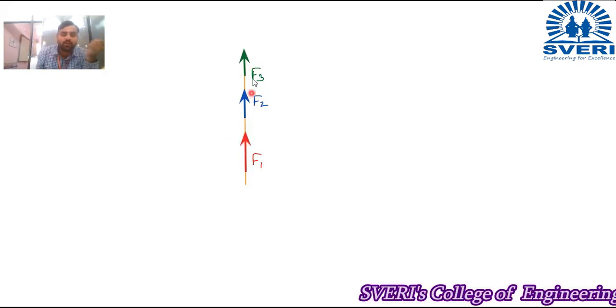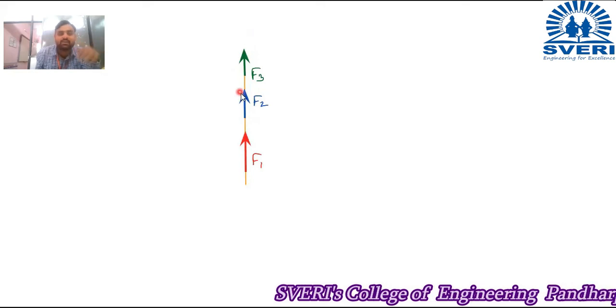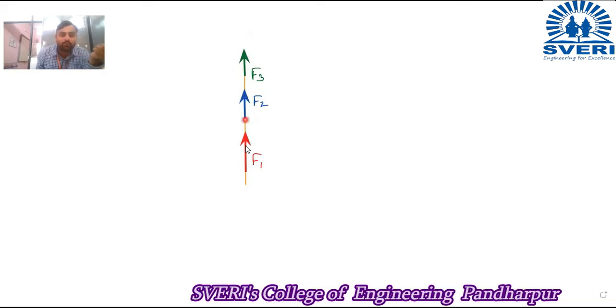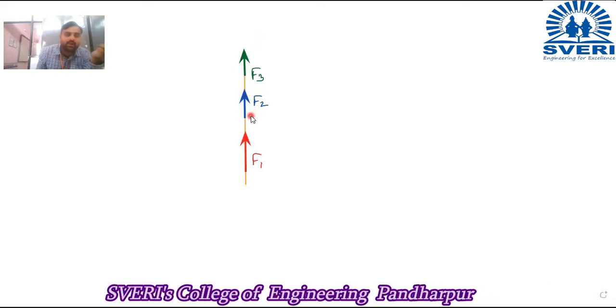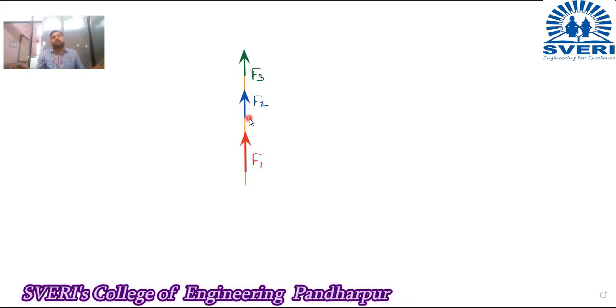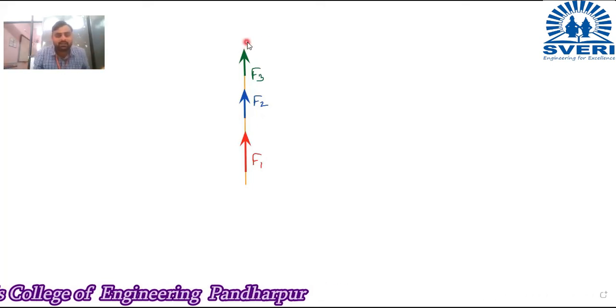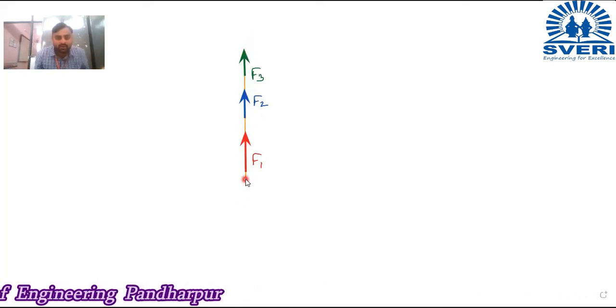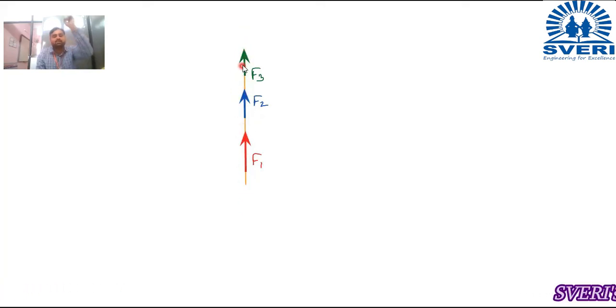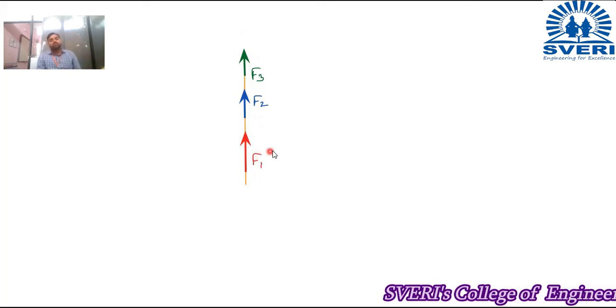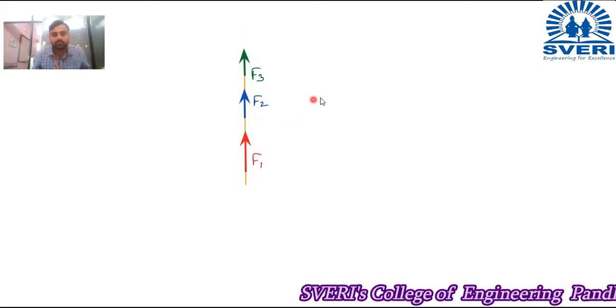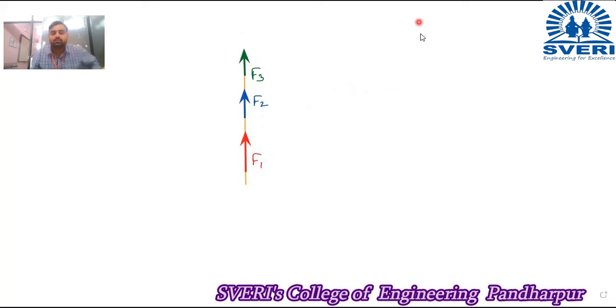F1 and F2 can be in one direction and F3 in the opposite direction, or F1 and F3 in one direction and F2 in the opposite direction. Direction doesn't matter. The only thing is that you have to see the line of action. The line of action of F1, F2 and F3 is a single line, so these forces are called collinear forces. Okay, so we will move further.